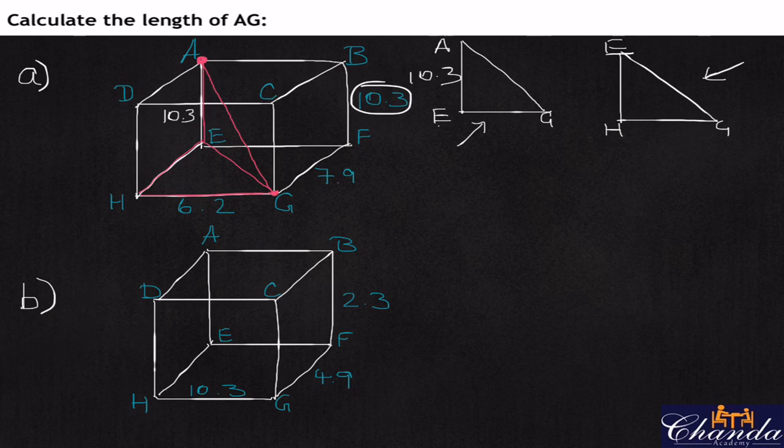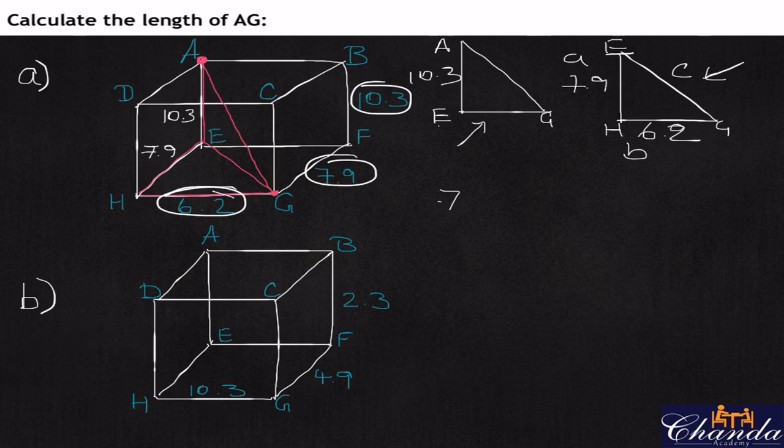Okay, so EH has been given to us as 7.9, as we can see. So if FG is 7.9, then EH has to be 7.9 as well. Okay, then HG is 6.2, as you can see from the diagram here. So let's designate that A, give that B, and that can be C. So we have 7.9 squared plus 6.2 squared is equal to C squared.